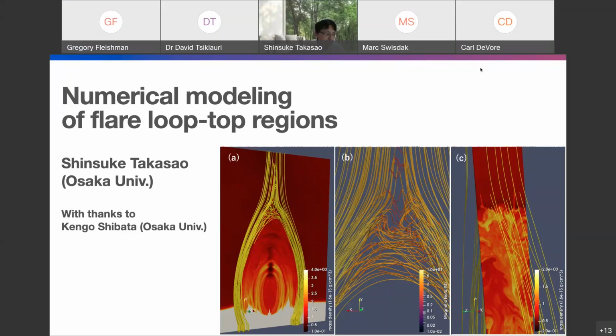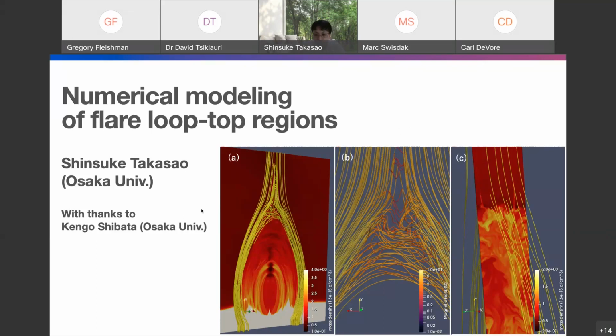I'm Shinsuke Takasao, and I'm very happy to give a talk here. Today, I'd like to introduce our recent numerical work on the solar flare, especially we focus on the small-scale processes in the loop-top regions here.